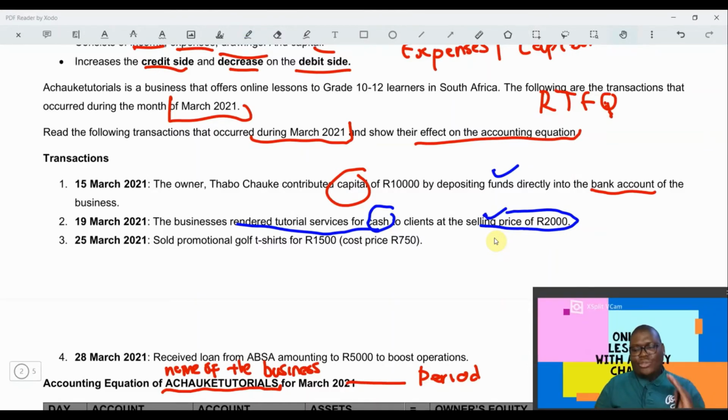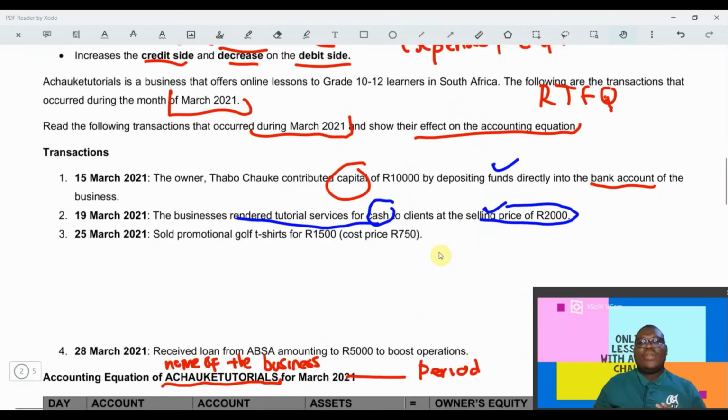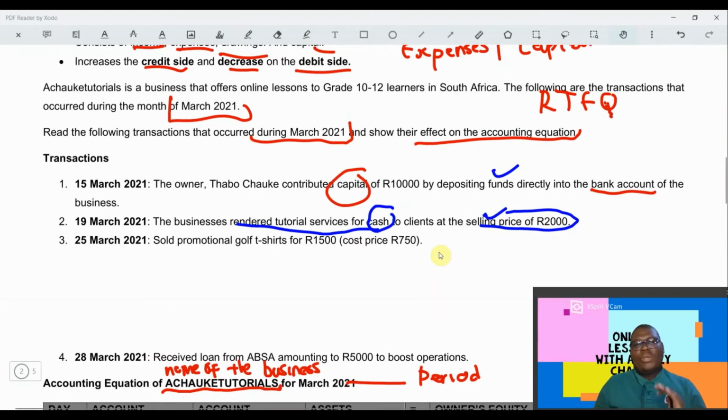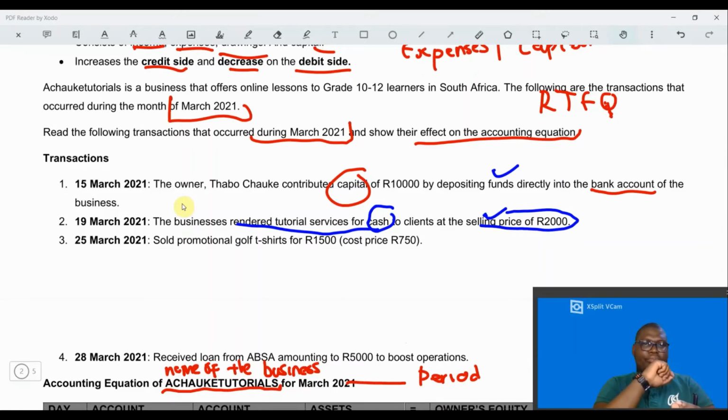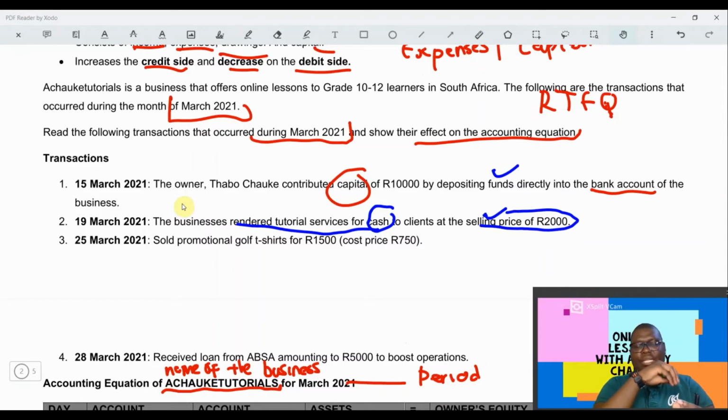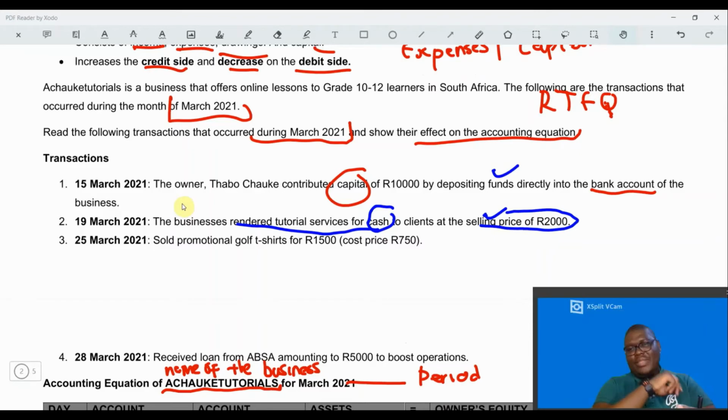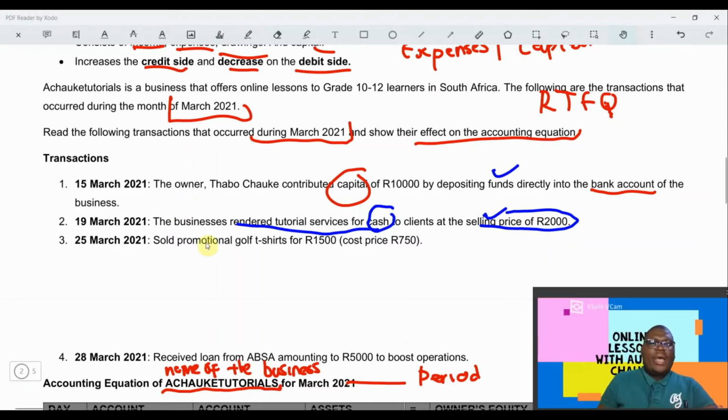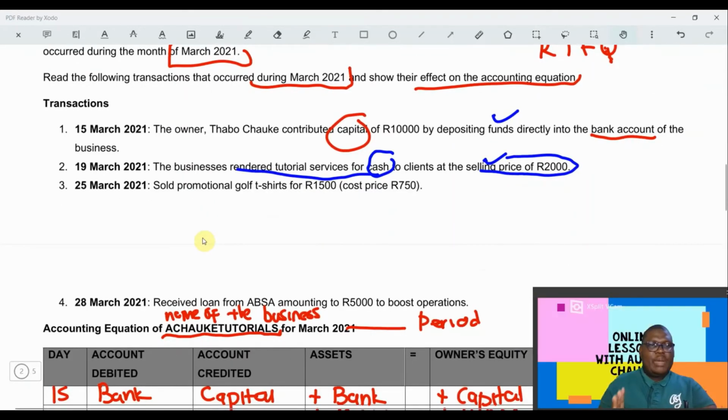Now on this one, the next one, you need to be very careful. It's quite tricky, this one, because there are 4 accounts that are affected, and I've seen most learners when they do such transactions where there are 4 accounts, they only show 2. I don't know why, whether it is a disease or what's happening, but let's leave that and continue. So I'm gonna start with the first part.